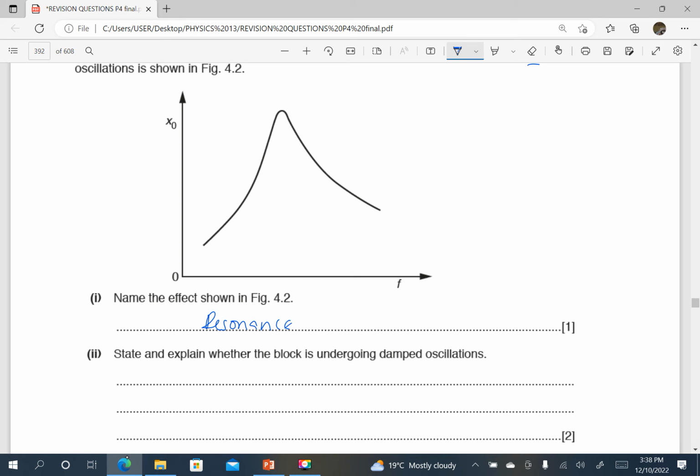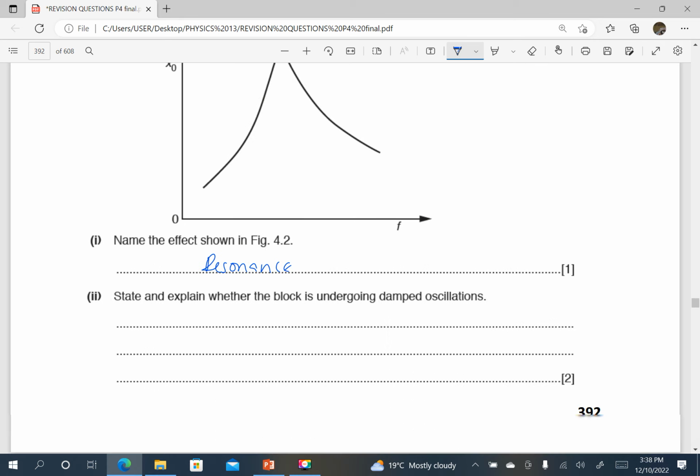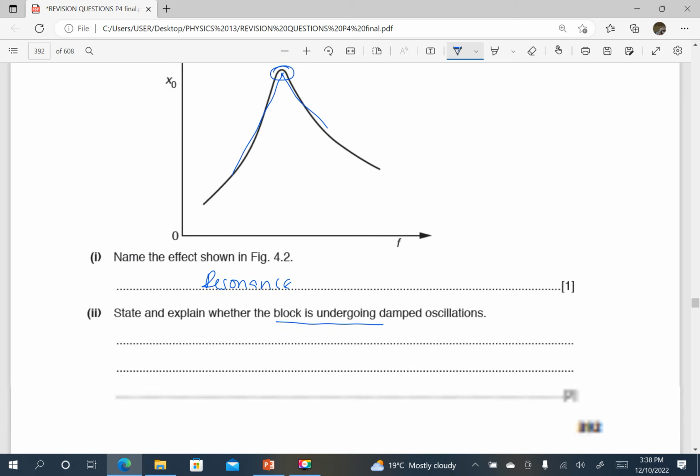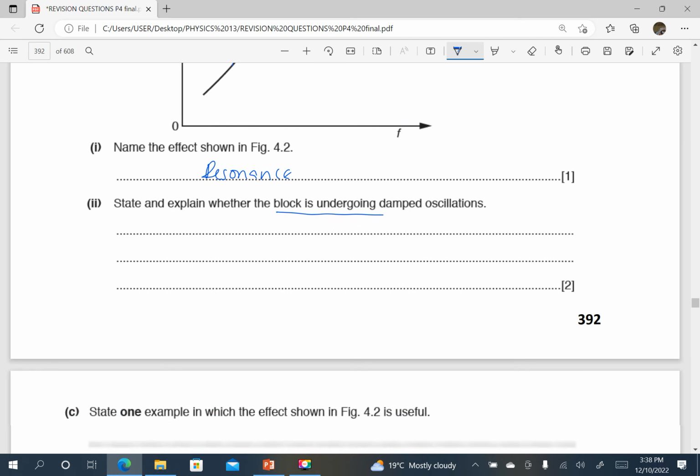State and explain whether the block is undergoing damped oscillations. Of course, if there were no damped oscillations, this peak would be infinite. It would be extremely sharp, very sharp. But since it is not infinite, then we say the peak is not sharp.